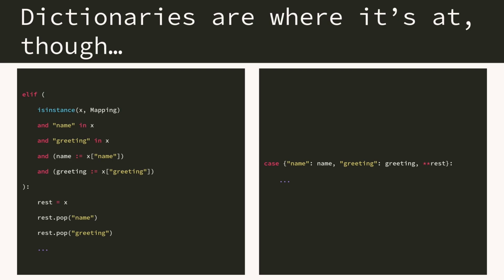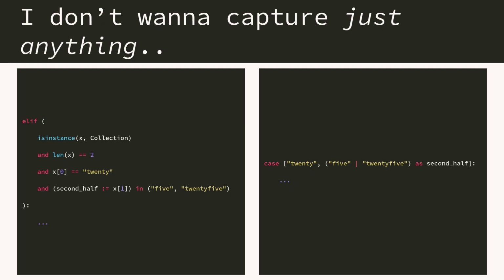Now, here's what it'll look like with the star capture. It's really useful when you're matching on mappings like dictionaries. You absolutely would not do this in an if statement. That looks terrible. You shouldn't do this, but it shows how much code the case statement can bring into one line, into a short, readable statement.